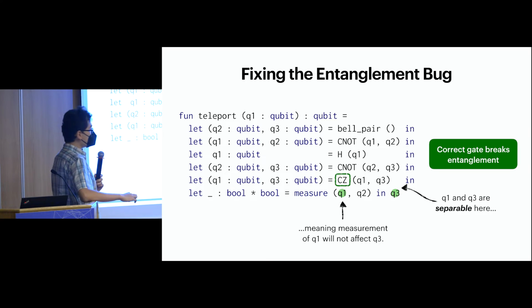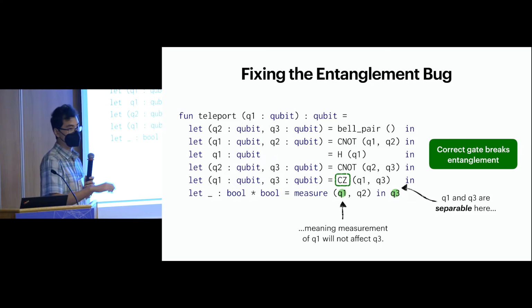I'm just going to give away the answer here for now, which is that in order to fix the program, you would have needed to use a different unitary gate. In this case, you would use a controlled Z rotation as opposed to a controlled not rotation. If you do this, it actually causes the entanglement to be broken between Q1 and Q3, which means that when Q1 is measured, Q3 is not affected.